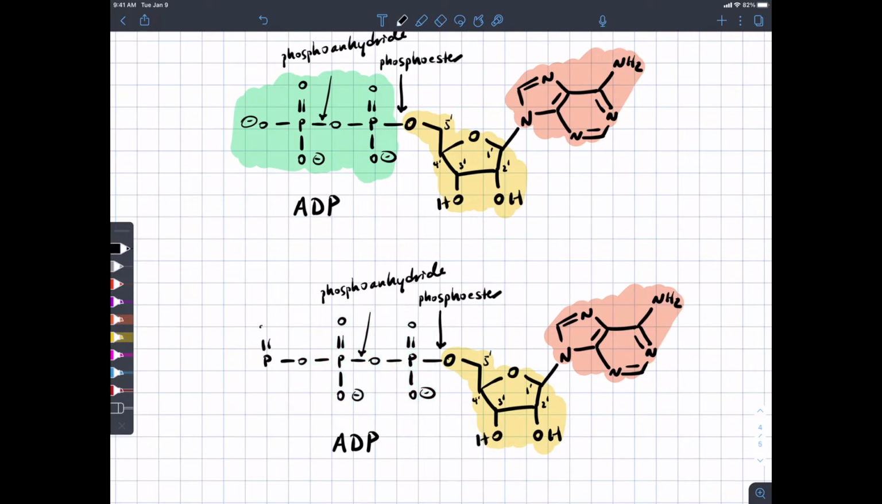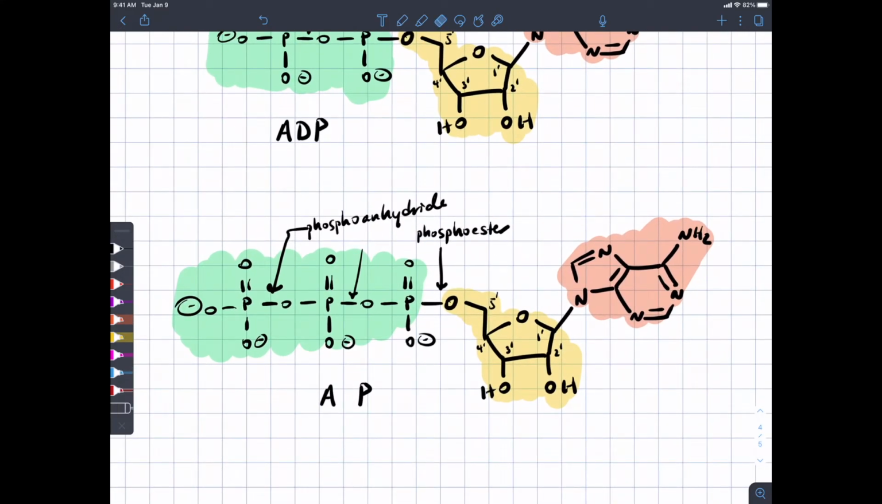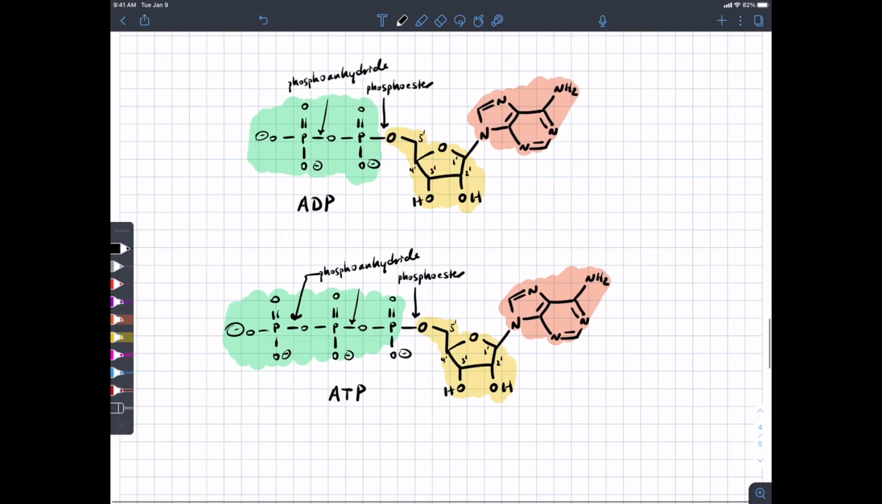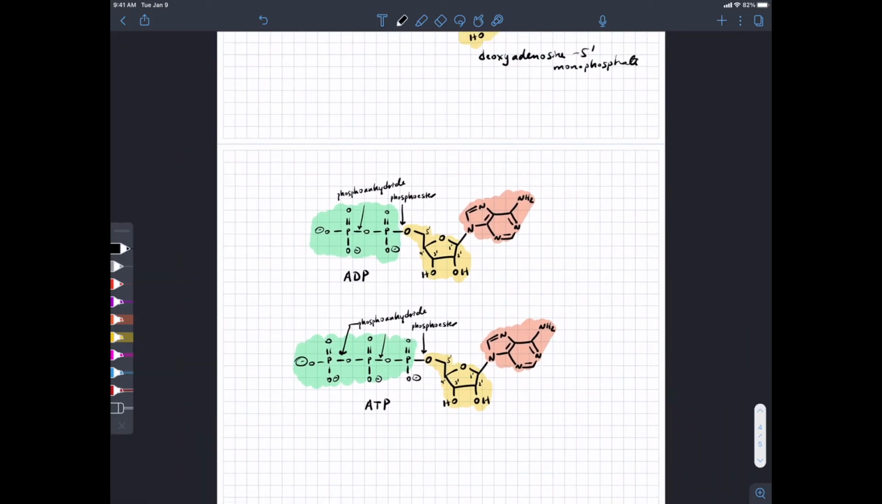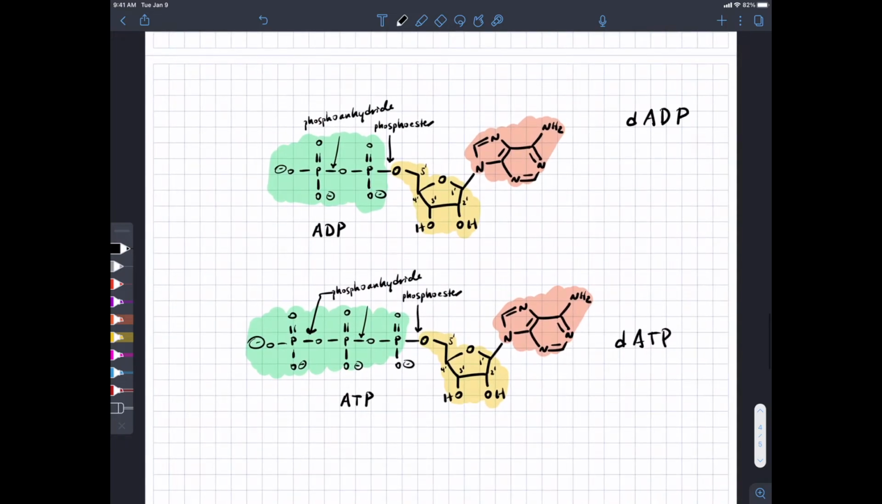Having 3 phosphates makes this ATP. And in ATP, you have 2 phosphoanhydride linkages. Sorry, ATP. Now, what I haven't drawn are the other deoxy versions. If it was deoxyadenosine triphosphate, we'd call that dATP. And all of these are important and around in biology.